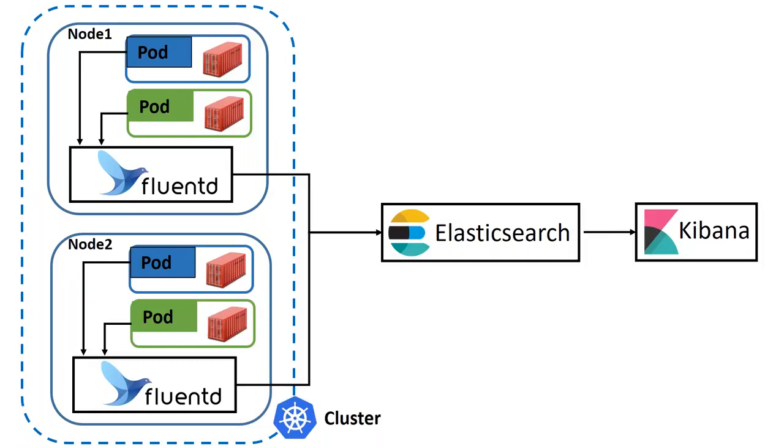Yeah, the difference between Elasticsearch and Kibana. Kibana is the UI of Elasticsearch. Elasticsearch is linked with Kibana. Kibana is the UI of Elasticsearch.